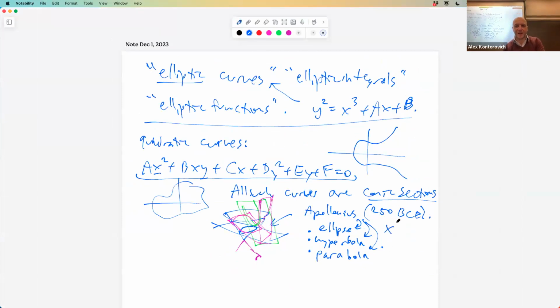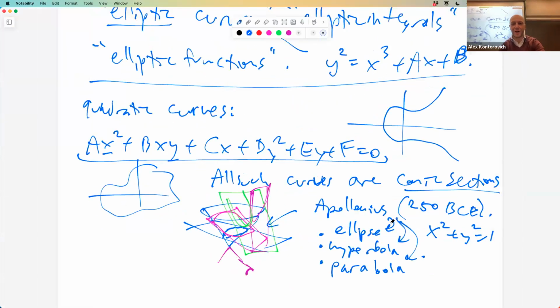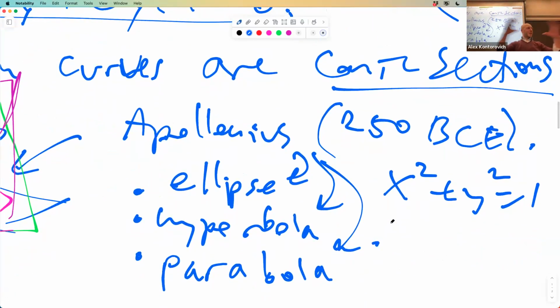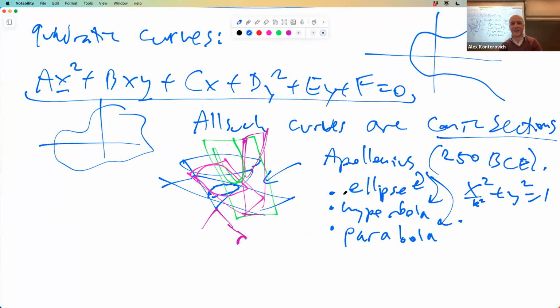So a typical ellipse is like x squared plus y squared equals 1. Well, that would be just a circle, but up to scaling, I can put a parameter like k here. People often write x squared over a squared plus y squared over b squared, where a and b are the major and minor axes. A hyperbola would be like x squared minus y squared equals 1, or x times y equals 1. And a parabola is like y equals x squared.